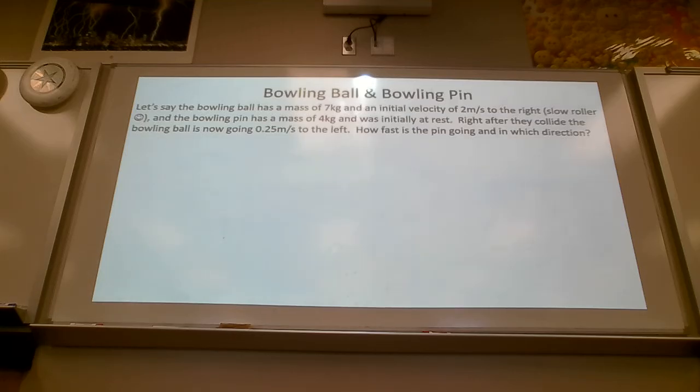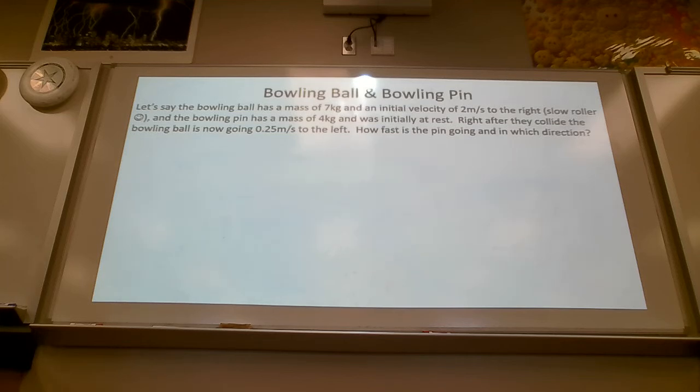Let's say a bowling ball has a mass of 7 kilograms and an initial velocity of 2 meters per second to the right. It's a slow roller. And the bowling pin has a mass of 4 kilograms, initially at rest. Right after they collide, the bowling ball is now going 0.25 meters per second to the left. So it bounced off. You ever had that happen? Like a little kid rolls it down and doesn't hit it so hard, it actually bounces back and is in the gutter. Okay, gotta get someone to go get it. How fast is the pin going after, and in which direction?